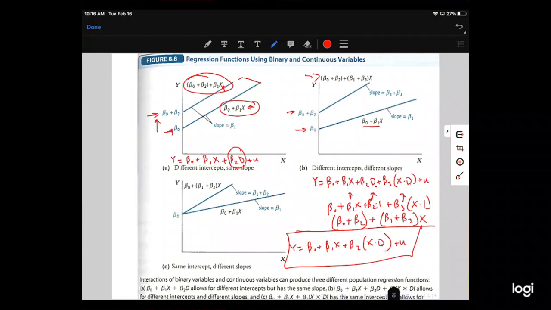So if D is equal to 0, we get beta 0 plus beta 1x. That's what they're giving us for the bottom line, where the slope is equal to beta 1. But if D is equal to 1, then we still have the same intercept, but the slope is now beta 1 plus beta 2 times x, and that's what they're giving us for the upper regression line. So they're graphing these interactions for us, which is kind of nice.